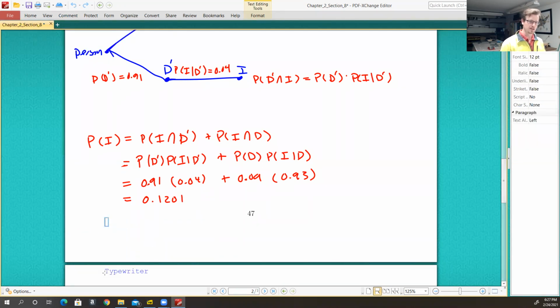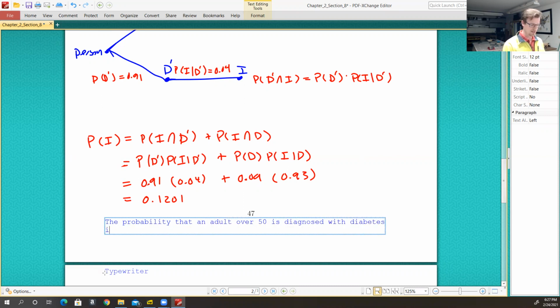And we answer the question that was actually asked. The probability that someone, maybe we should say an adult over 50, is diagnosed with diabetes is exactly what we found here, 0.1201. Excellent.